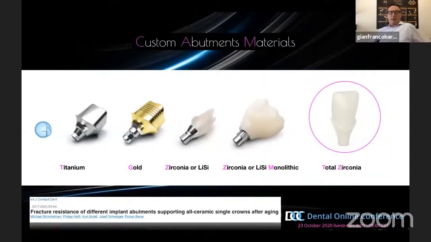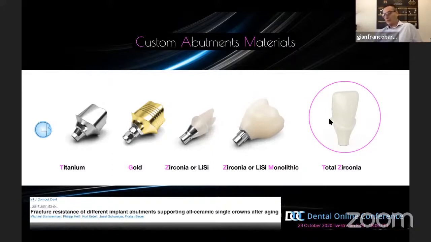The custom abutment, which is the best choice for us, is possible to make in different materials: titanium, gold, zirconia, or lithium silicate, monolithic in lithium silicate or zirconia, and even in total zirconia.